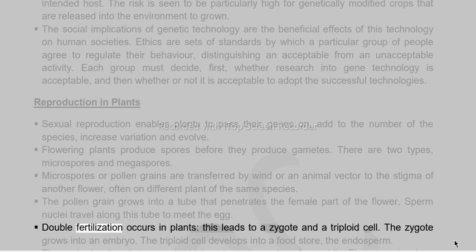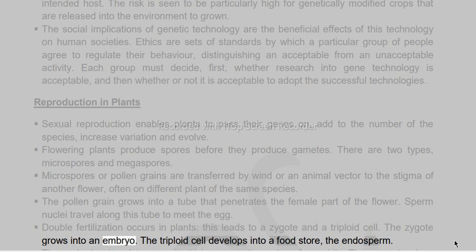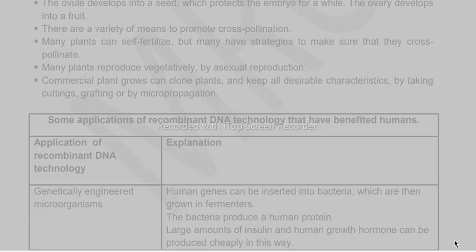Double fertilization occurs in plants. This leads to a zygote and a triploid cell. The zygote grows into an embryo. The triploid cell develops into a food store, the endosperm. The ovule develops into a seed, which protects the embryo for a while. The ovary develops into a fruit. There are a variety of means to promote cross-pollination. Many plants can self-fertilize, but many have strategies to make sure that they cross-pollinate.